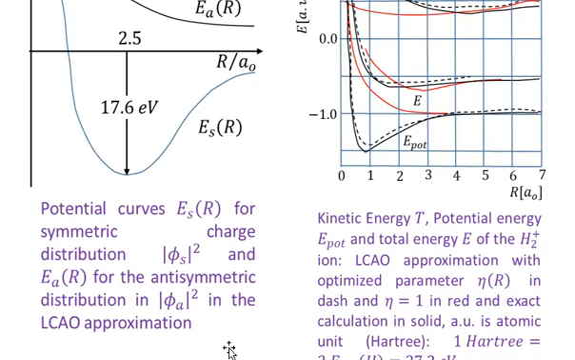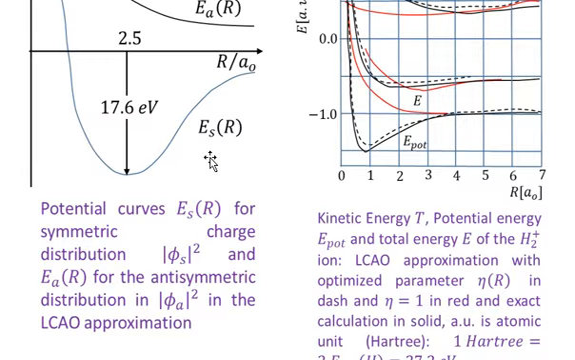So let me read the caption. Potential curves ES of R for symmetric charge distribution, phi s absolute square, and EA of R for the antisymmetric distribution, absolute square of phi A, in the LCAO approximation. LCAO approximation means that you consider them as a linear combination of atomic orbitals. And here you can see for the case of ES that it has a dip, and moreover that it is on the negative side. So a negative sign means that it corresponds to the bound state.